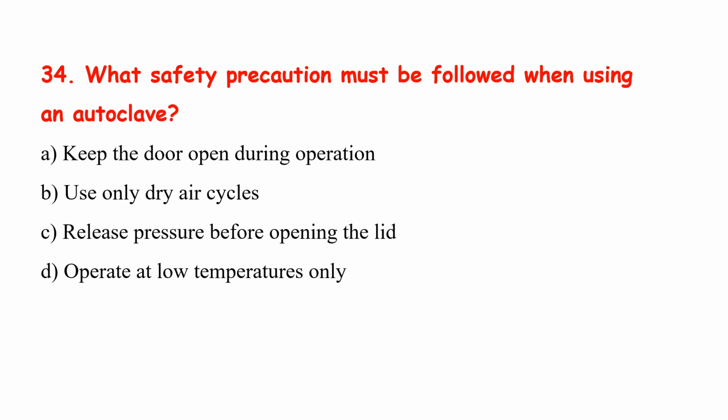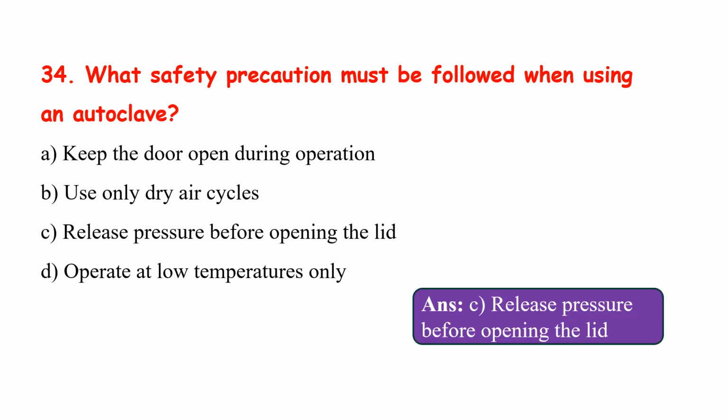What safety precaution must be followed when using an autoclave? Keep the door open during operation. Use only dry air cycles. Release pressure before opening the lid. Operate at low temperature only. The correct answer, release pressure before opening the lid.